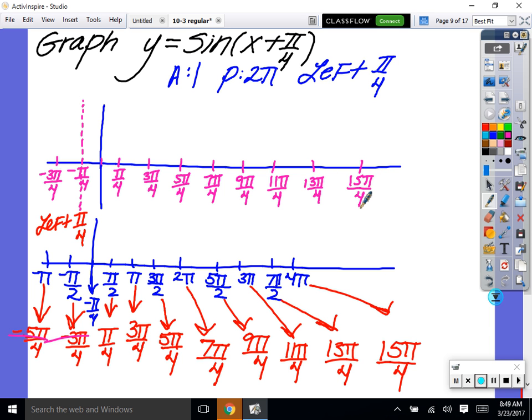Okay, perfect. We've done the hardest part. Now we can use our highlighter. Our amplitude was 1. So let's highlight up 1. That's how high up we're going to go. And then down 1. And now you're going to start at your new y-axis right here. So this is where we're starting.